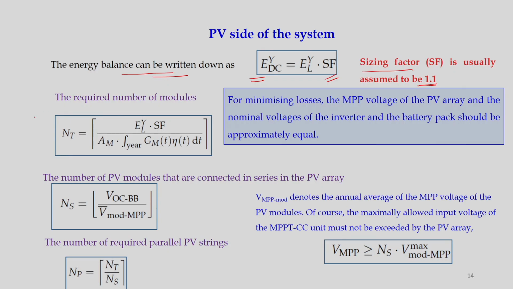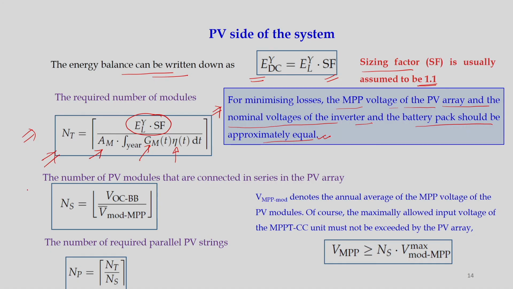So, we can calculate the number of modules required straight away if we know these values. Okay, and we know the area of the module, the amount of solar radiation falling, and the efficiency of the module, so we can calculate the number of modules required. Okay. Of course, for minimizing losses, the MPP, maximum power point voltage of the PV array, and the nominal voltage of the inverter and the battery pack should be approximately equal. Okay. We should keep this in mind, right.